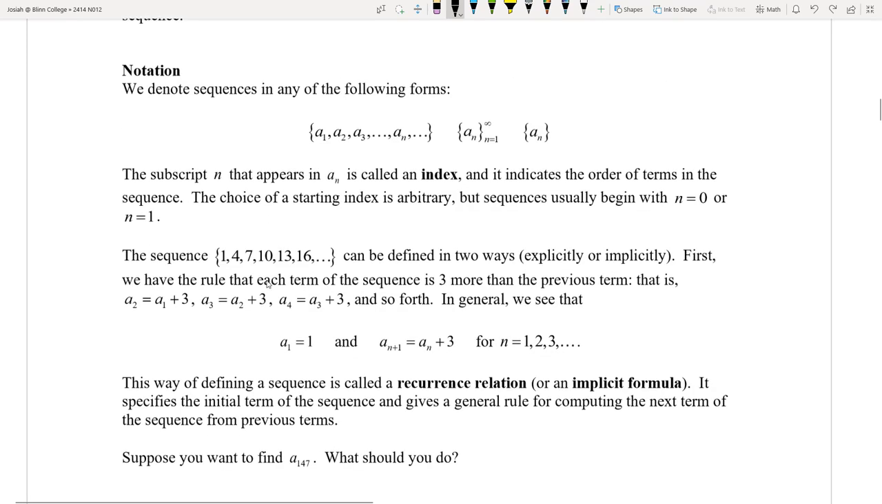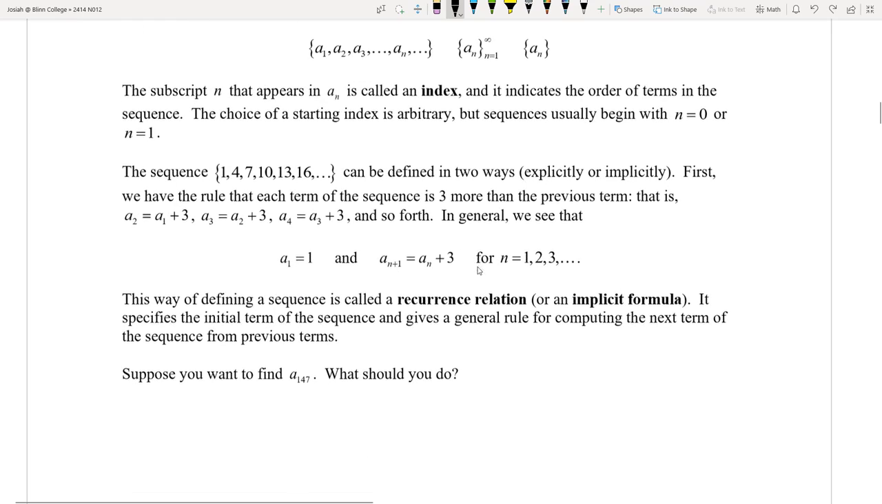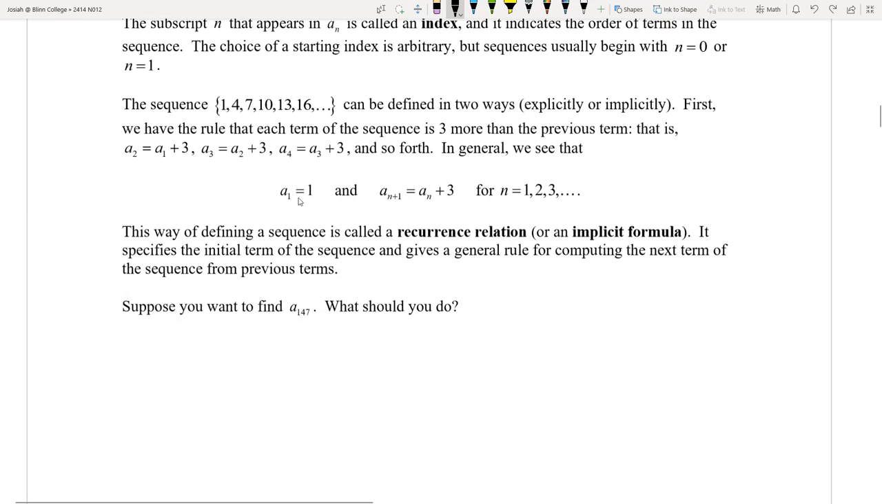So looking at an example here, we've got a sequence 1, 4, 7, 10, 13, 16, and we've got two different ways we can write this one. First, if we look at this, we see that each term can be gotten by taking the one before it and adding 3. So we got that here. A sub 2 is a sub 1 plus 3, a sub 3 is a sub 2 plus 3, and so on. So we've got this situation. We got a sub 1 equals 1, that's our start, and each term is the term before it plus 3.